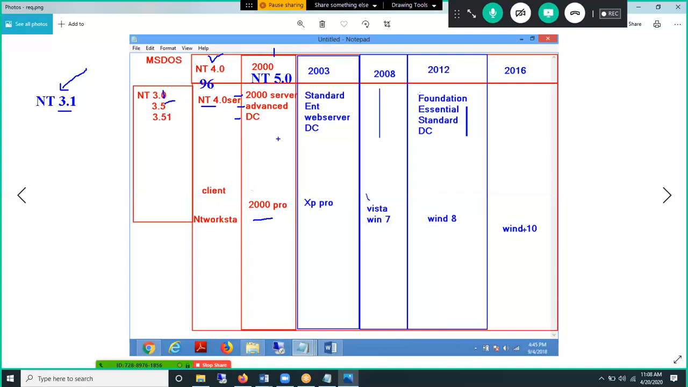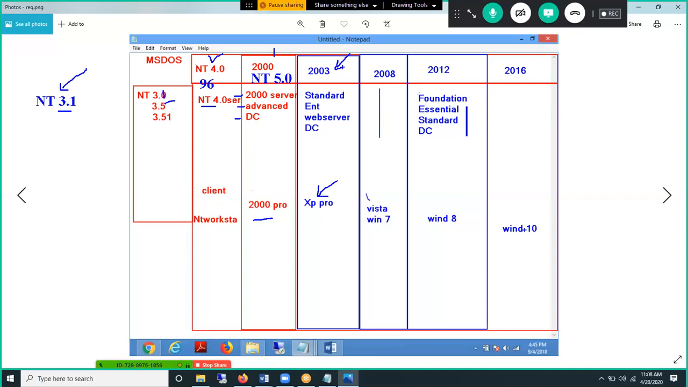Then after 2000, the next version was 2003. In 2003, Microsoft also introduced 4 flavors, which were very famous. One of the flavors was Standard Edition. We have Enterprise Edition, Web Server Edition, Data Center, and one of the evergreen clients coming from Microsoft, XP Professional. XP was one of the powerful, or you can say evergreen, operating systems where Microsoft has done a lot of business. It was a success. Even 2003, in history, was one of the successful servers from Microsoft.